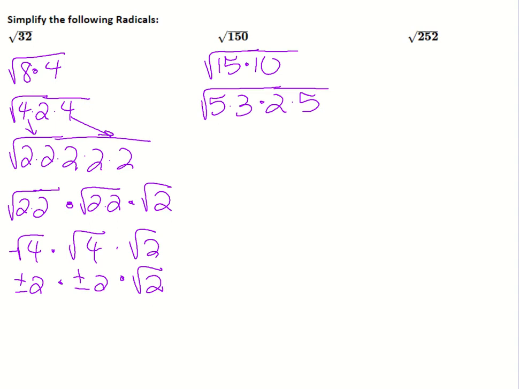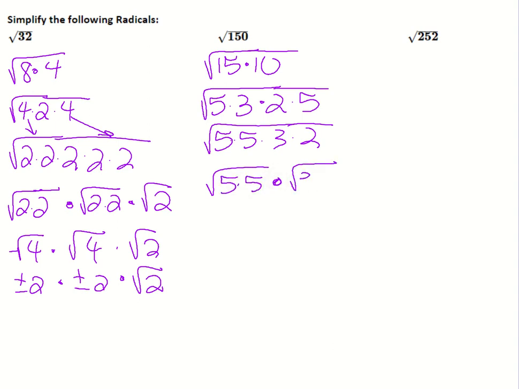I can use the commutative property to get them next to each other. So I'm going to write it like this, 5 times 5 times 3 times 2. Now I'm going to split it off just like I did here because I now have pairs. So I'm going to go square root of 5 times 5 times the square root of 3 times 2. Okay. Same thing, square root of 25 times the square root of 6. And then if I wanted to, I could say, hey, plus or minus 5 times the square root of 6.